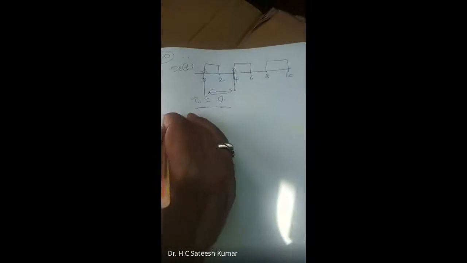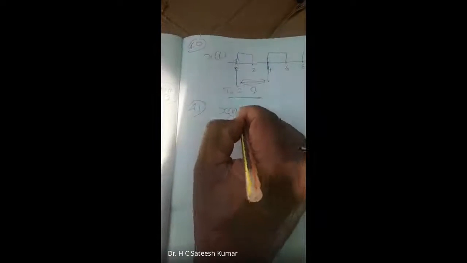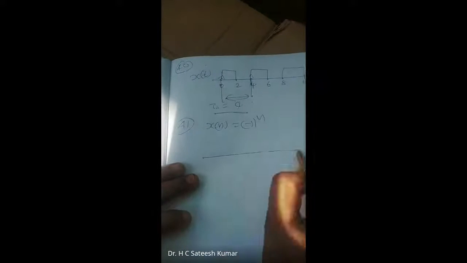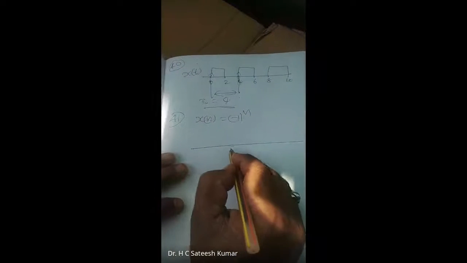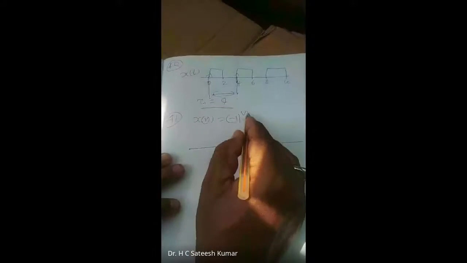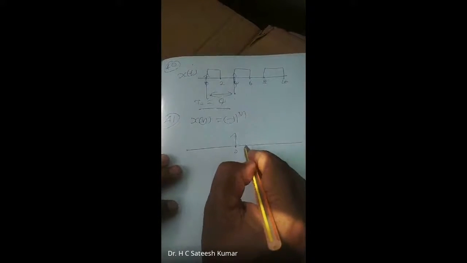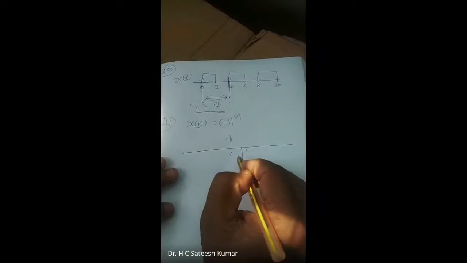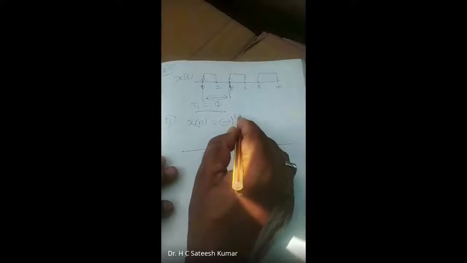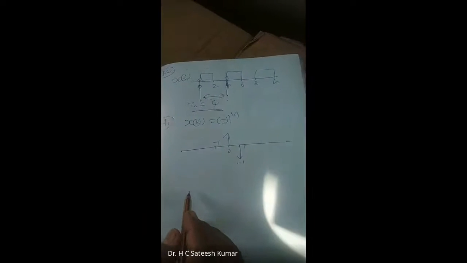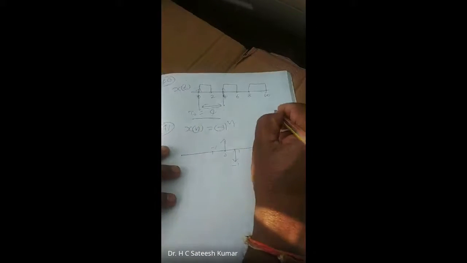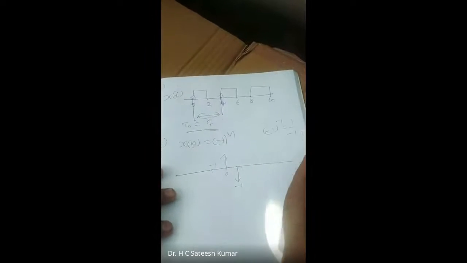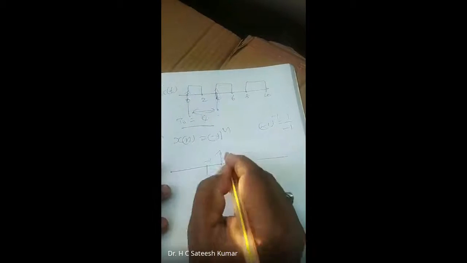Another examination problem he has given: x of n is equal to minus 1 to the power of n. It is taken from the prescribed text by Simon Haykin. Give the values and sketch it, then you will understand. At 0, minus 1 to the power of 0 is 1. At 1, minus 1 to the power of 1 is minus 1. At minus 1, minus 1 to the power of minus 1 is 1 divided by minus 1. We take it to the denominator. 1 by minus 1 is minus 1. Therefore, we will get minus 1.